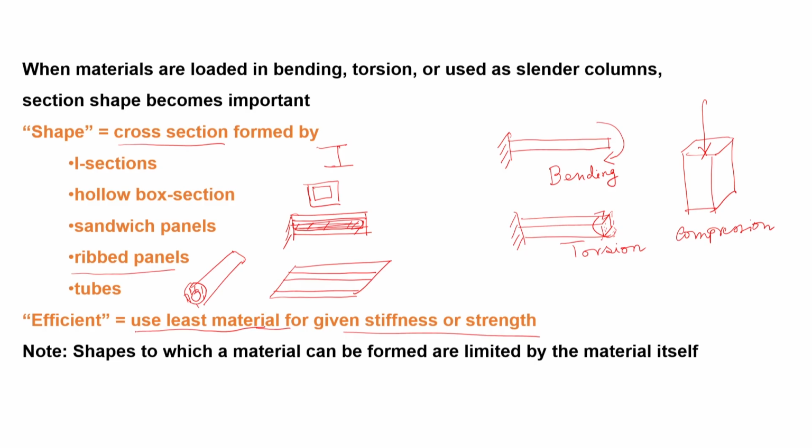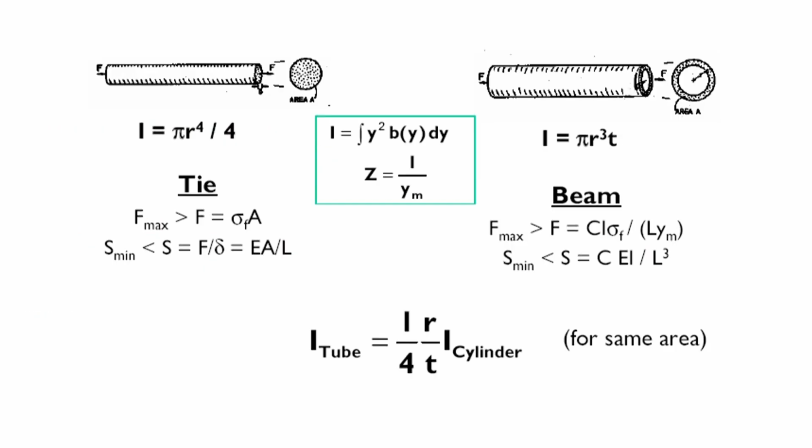Now, you must note that the shapes to which a material can be formed are limited many a time by the material itself. There is something called ductility or formability of a material. So, not all materials can be given any type of form, there is a kind of restriction in it.